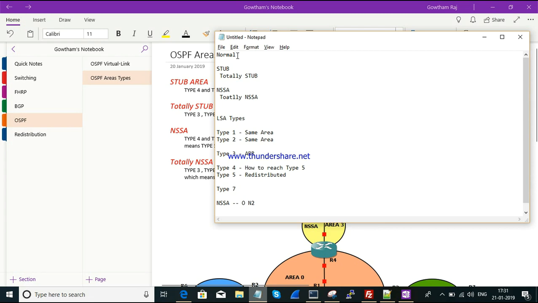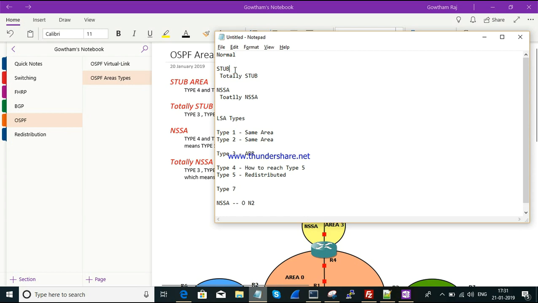Normal areas are the areas where we configure general things. That's the general configuration for OSPF, with the area being the same, and nothing more, nothing special is there. It's just a normal configuration of OSPF. It's said to be a normal area.